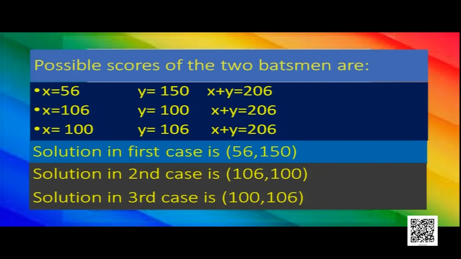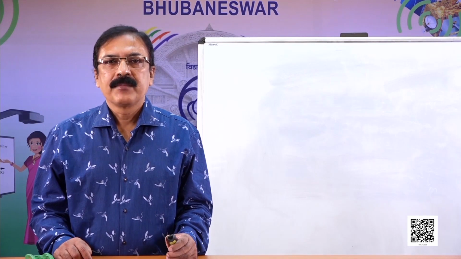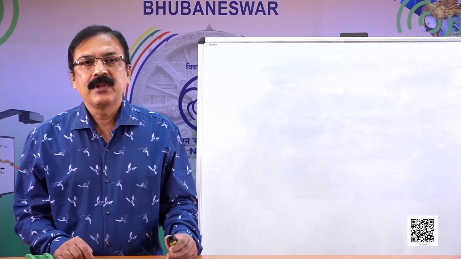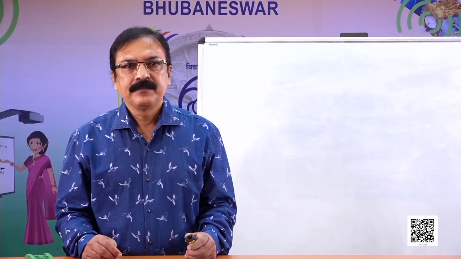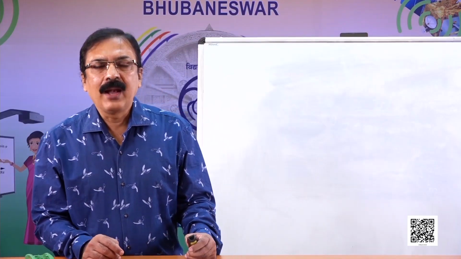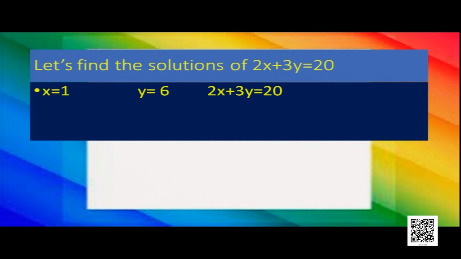Is it true for every equation? Let's see an example. Let's find the solutions of the equation 2x plus 3y is equal to 20. If we put the value of x as 1, what will be the value of y? Here it is written y is equal to 6. Let's examine.